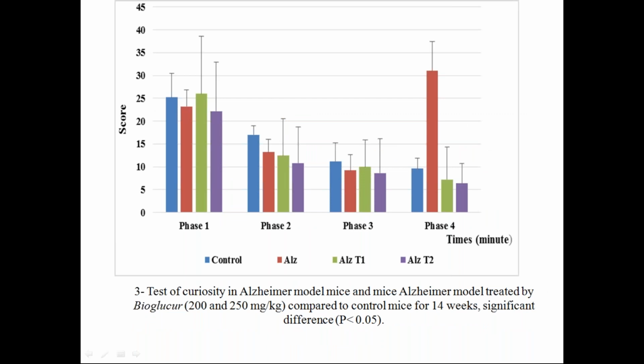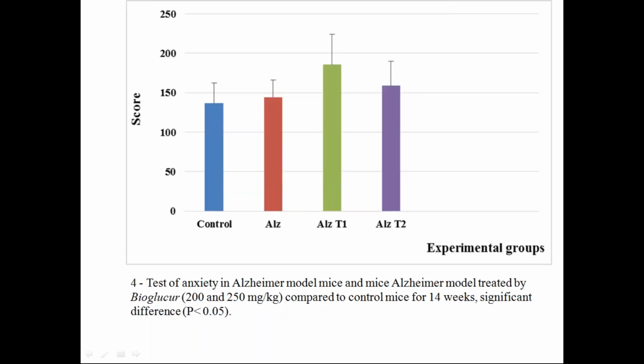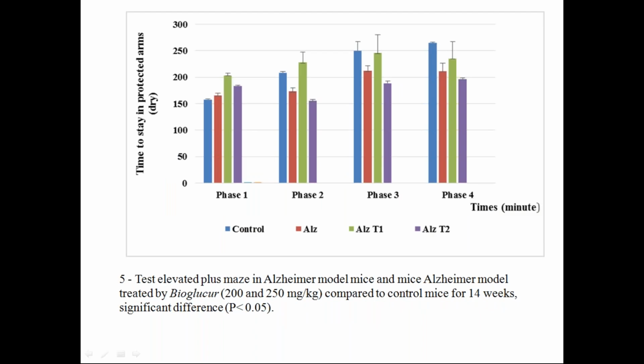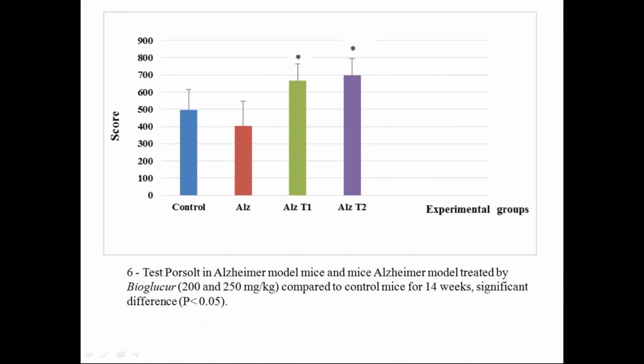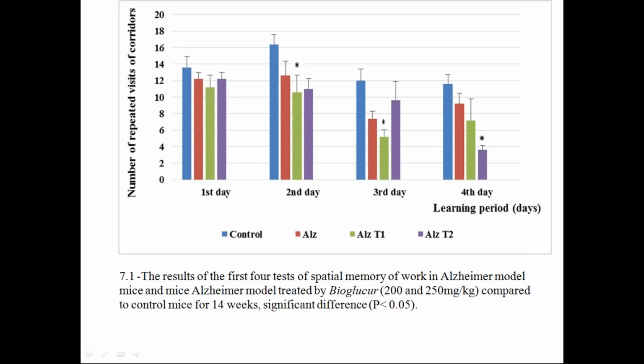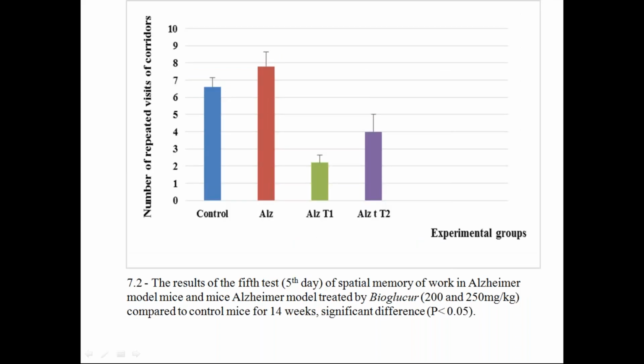In the 5th day, this is the test of locomotor activity, as the curiosity test. It's the same. And we have anxiety, and we have the Elevated Plus test. In conclusion, I can see, for example, this is the Porsolt forced swimming test, because after 4 days of learning period, we find that our product is very important for memory. This is the picture of the 5th day about spatial memory.